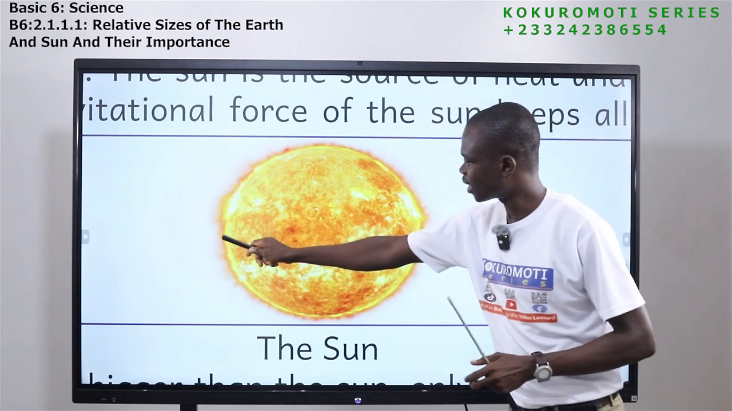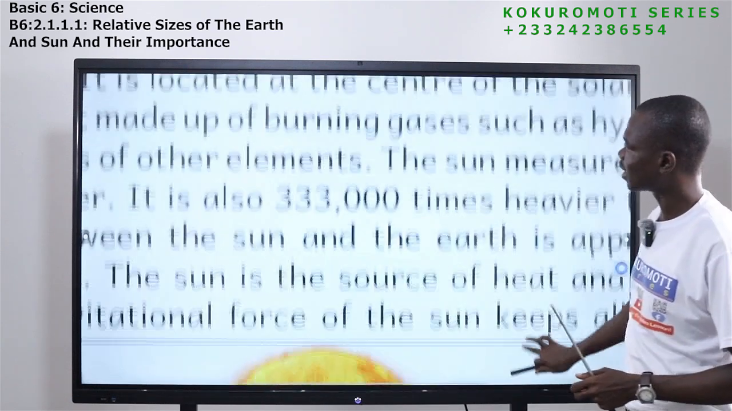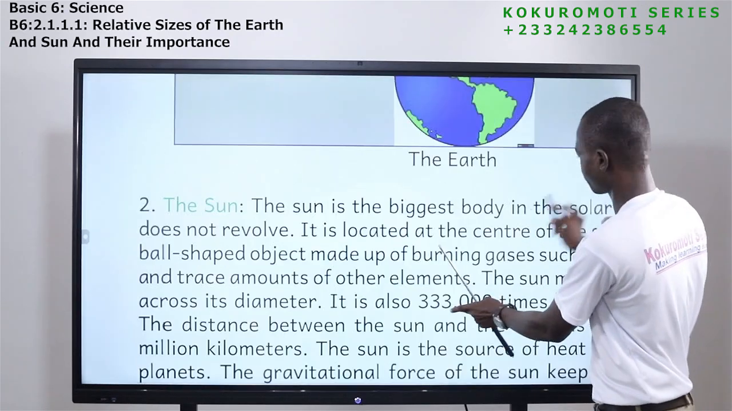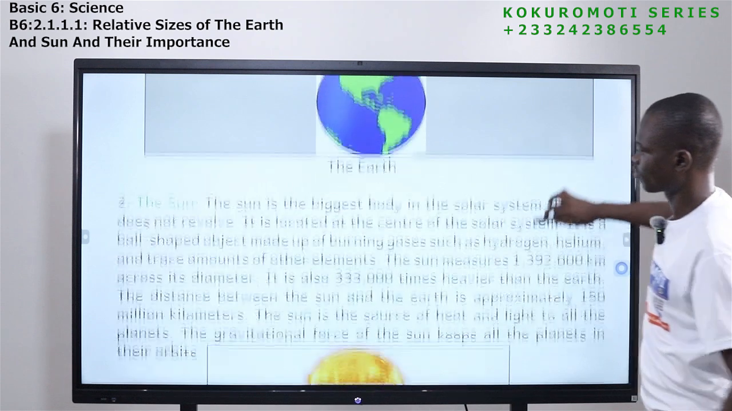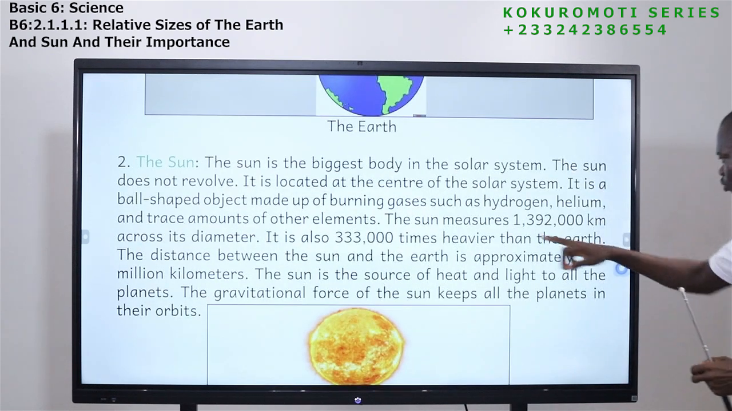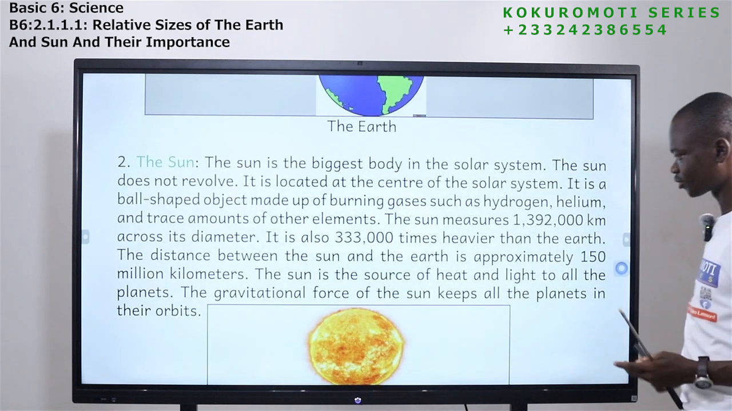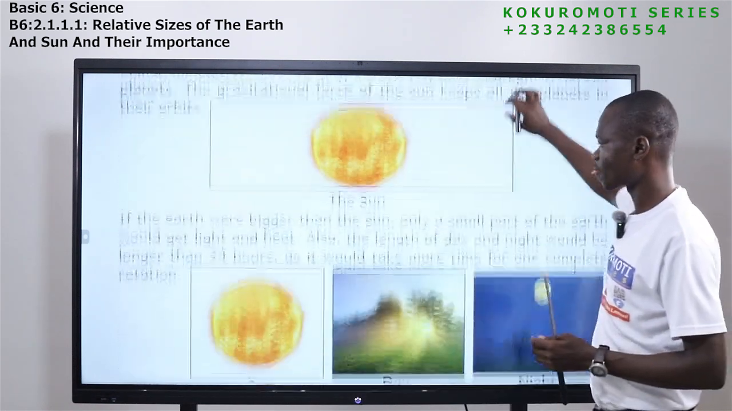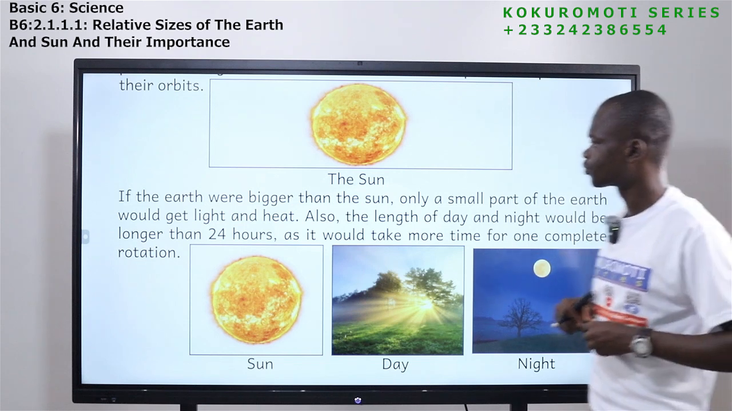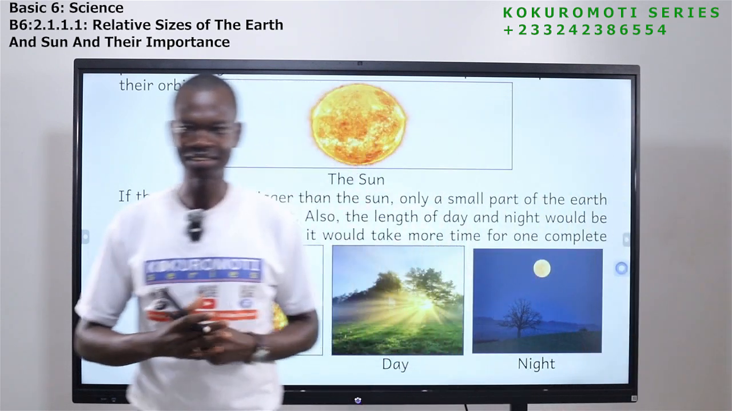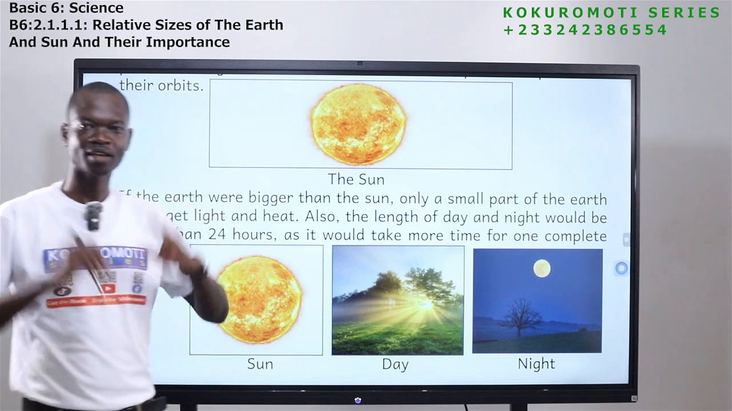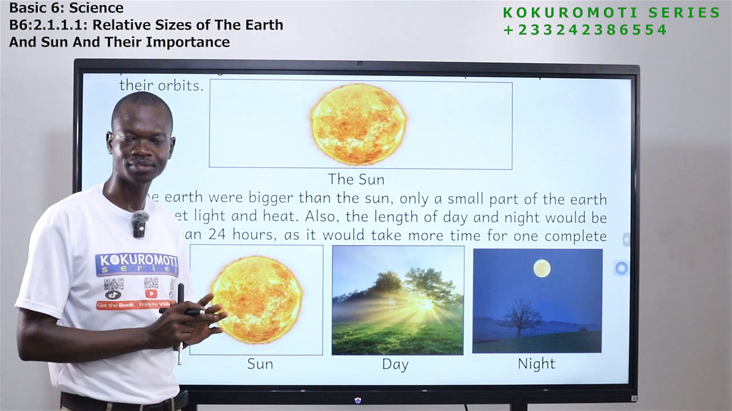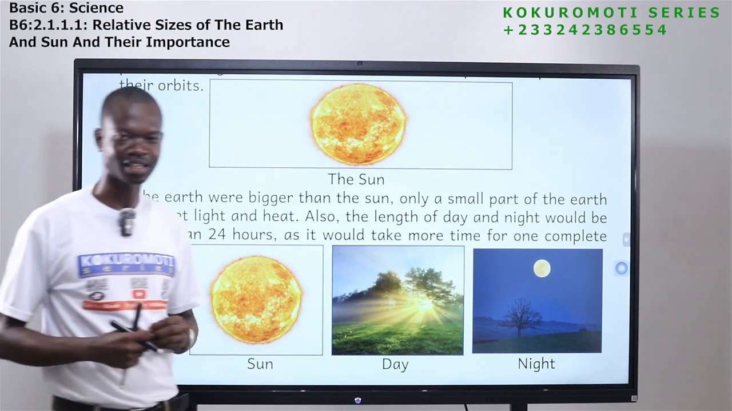So the diameter is from here to this side. And we are saying that it is 1,392,000 kilometers. So from here to here, that is the distance, the diameter. Okay. So the Sun and the Earth, they are all in the solar system. But you should understand that the Sun doesn't move. It is always at one point. But the planet moves around the Sun.